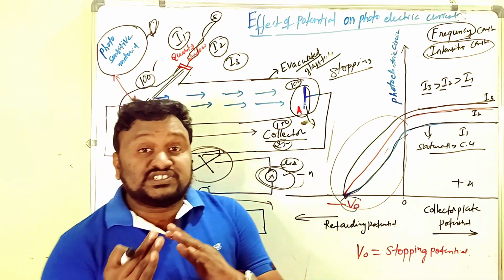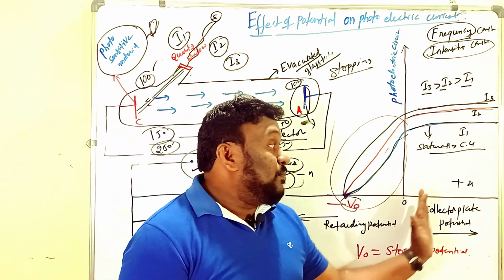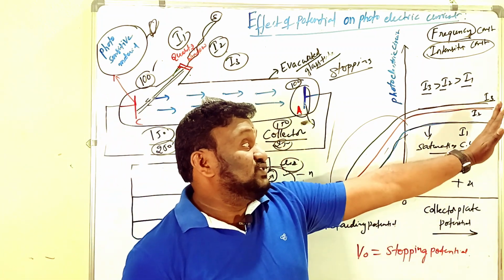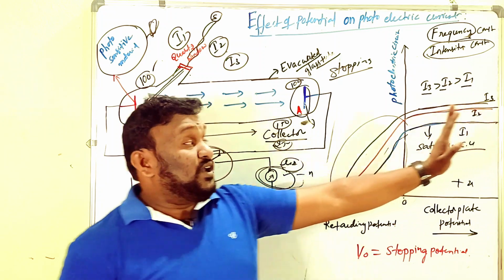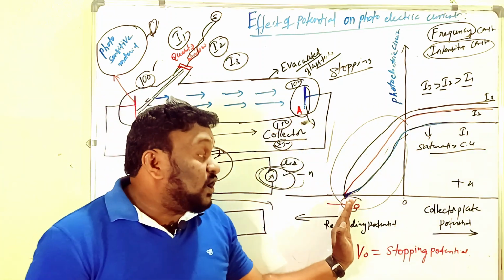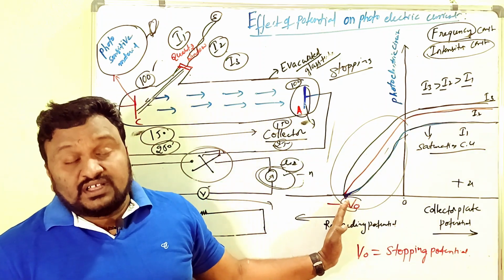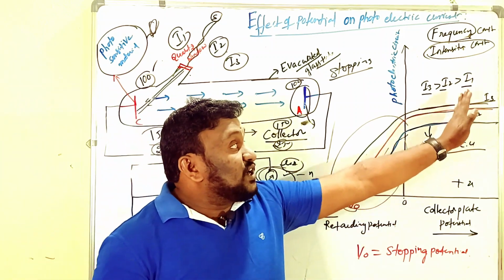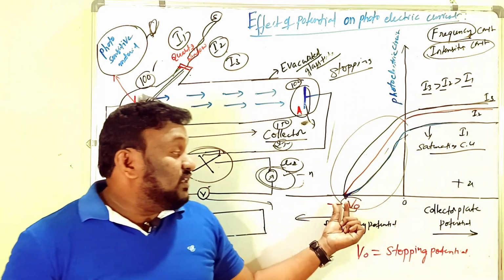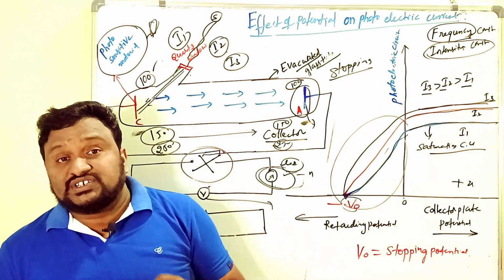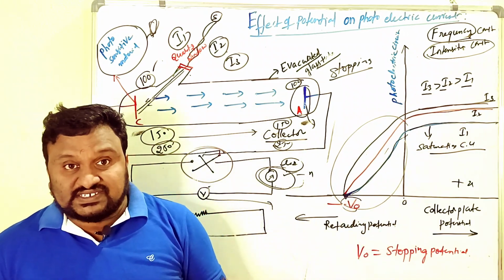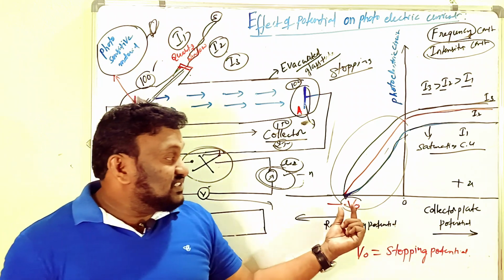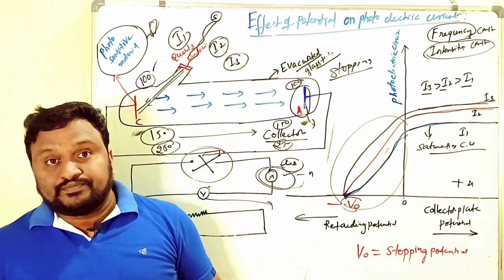For every intensity, while we have a positive potential value, the maximum saturation current is there. When we are decreasing the potential, the stopping potential is reached. From this figure, even though the intensities are different, they have one common stopping potential. Clear, children? So this is about the stopping potential.